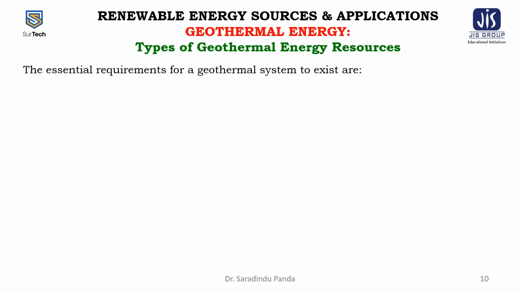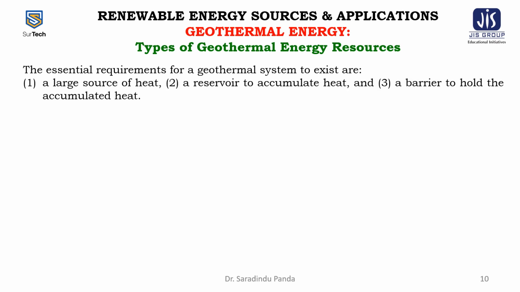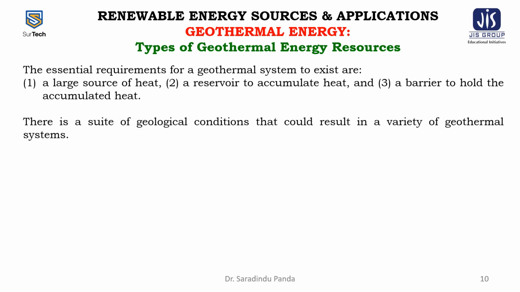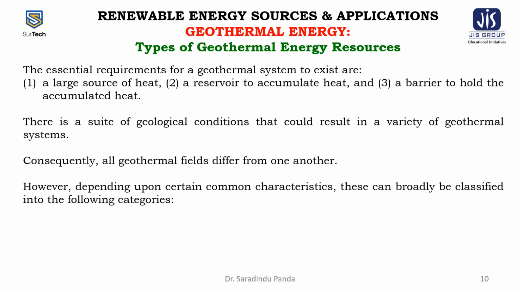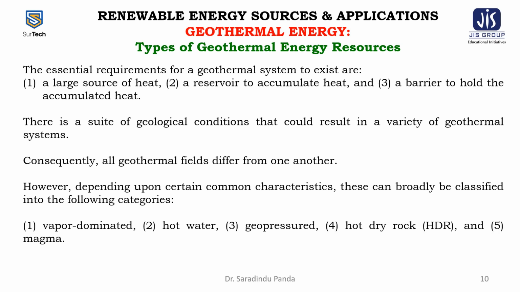Now come to the types of geothermal energy resources. The essential requirements for a geothermal system to exist are a large source of heat, a reservoir to accumulate the heat, and a barrier to hold the accumulated heat. There is a suite of geological conditions that could result in a variety of geothermal systems. Consequently, all geothermal fields differ from one another. However, depending upon certain common characteristics, these are broadly classified into the following categories. Number 1 is vapor dominated, number 2 is hot water, number 3 is geopressure, number 4 is hot dry rock, and lastly it is magma.